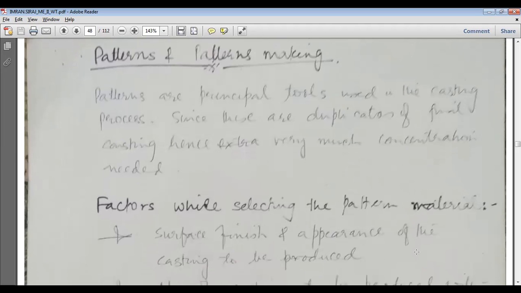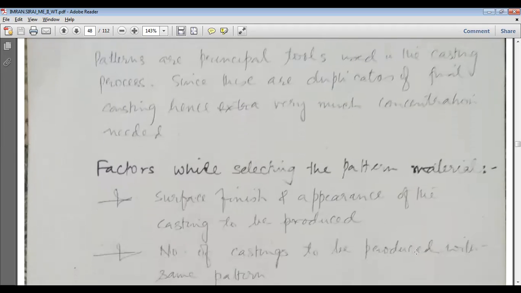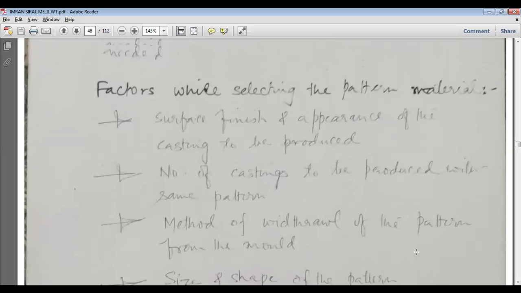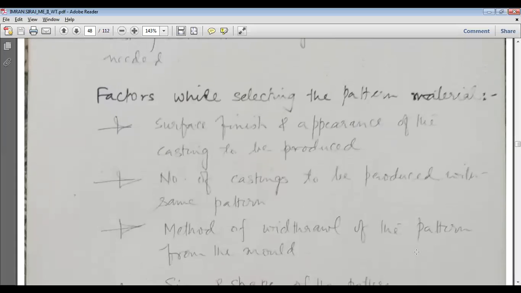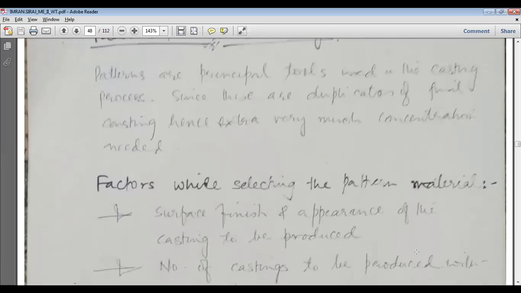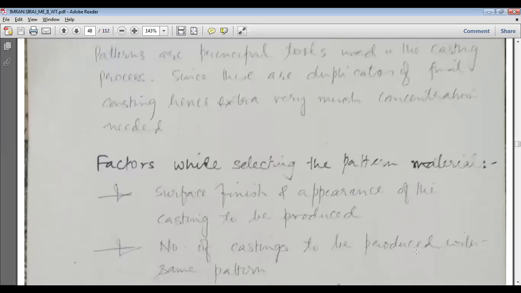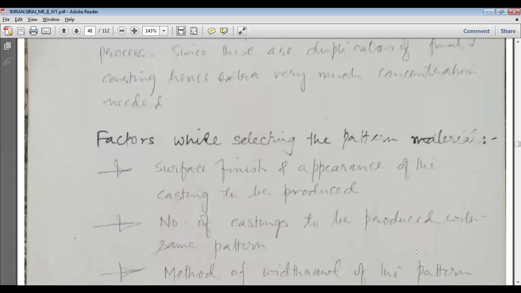These are the factors involved while selecting the pattern material. First is the surface finish and appearance of the casting to be produced. If we require a good surface finish, then we have to choose the pattern material accordingly. And if we are not concerned with the surface finish, we may choose any pattern material. According to the surface finish of the part produced, we will be defining the pattern.